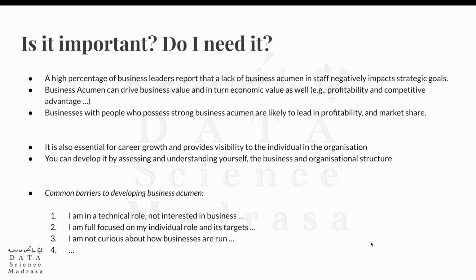Common barriers to developing business acumen include things like, I would say, as a data scientist, I'm in a technical role. I'm not really interested in the business. I like the technical aspects of making solutions, looking at the data. I'm fully focused on my individual role and its targets, and I'm not really curious about how businesses are run. So this can be a very typical perspective of a technical role, and we need to overcome this to some degree to understand how looking at the business from a different angle will allow you to do your job better.